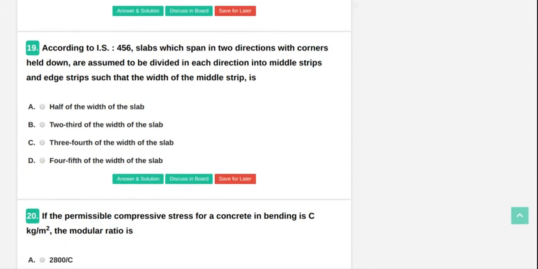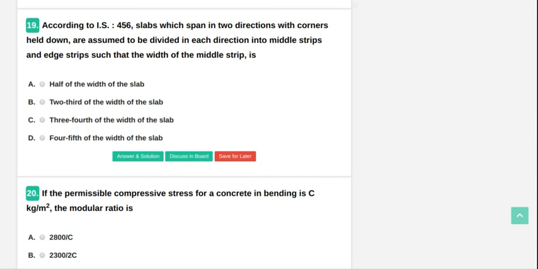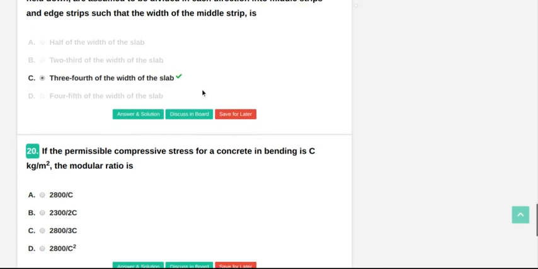According to IS 456, slabs spanning in two directions with corners held down are assumed to be divided in each direction into middle strips and edge strips such that the width of the middle strip is three-fourths of the width of the slab. Middle strip width is equal to three-fourths of the width of the slab.